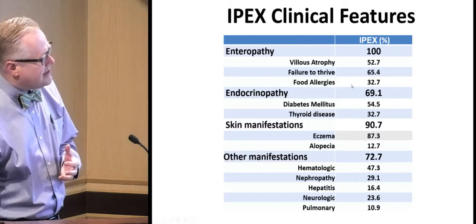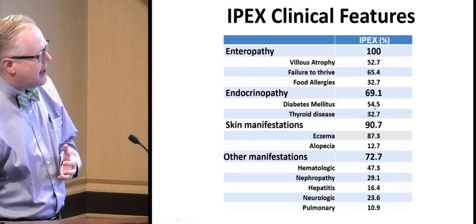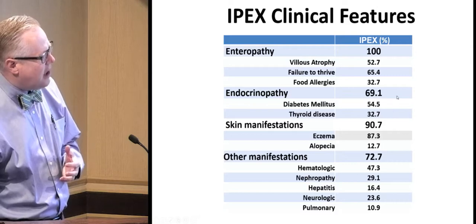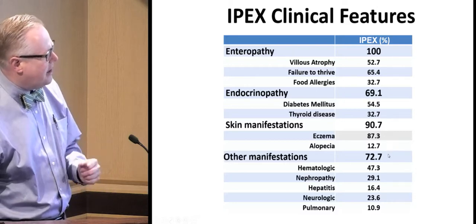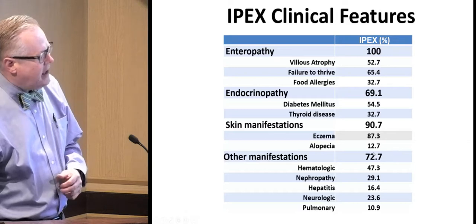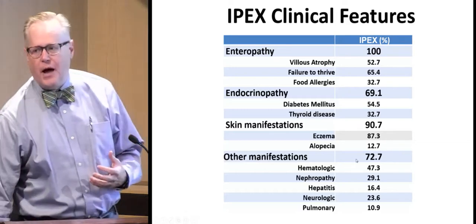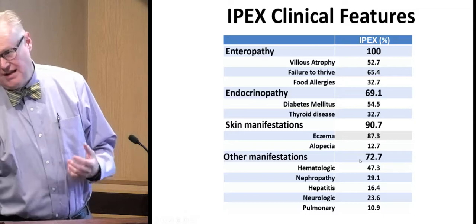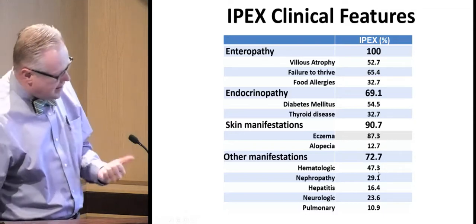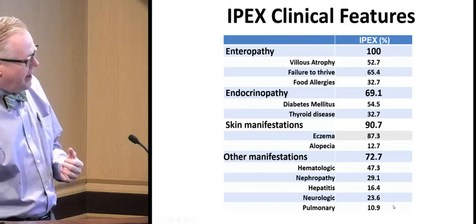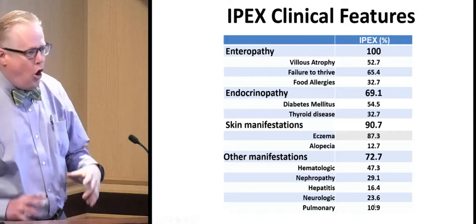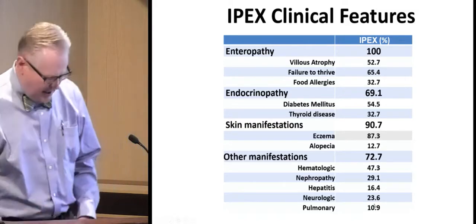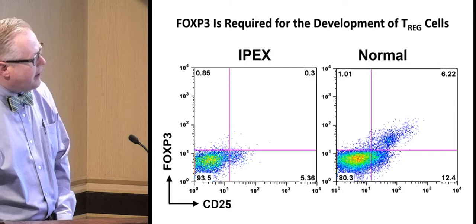About 70% have endocrinopathies, as I mentioned. It's type 1 diabetes and thyroid disease, again, all autoimmune mediated. They have skin manifestations: eczema, alopecia, pemphigus nodularis. They've got a whole variety of skin manifestations. And almost 3/4 of them develop other autoimmune disorders. So cytopenias, kidney disease, liver disease, and pulmonary disease in some of these patients. So this is an overwhelming autoimmune disease that affects young boys, and I'll talk about why that's the case in a minute.